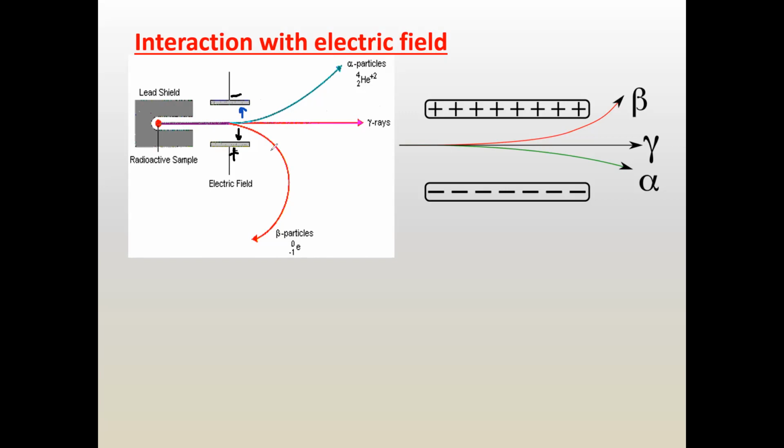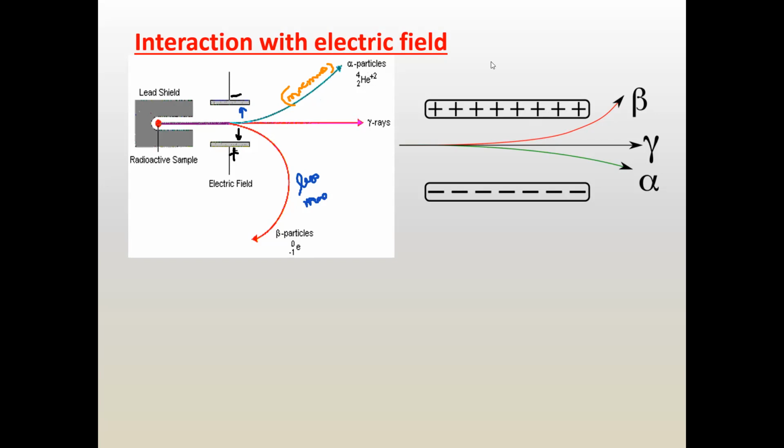And you can see the deflection of a beta is more. Why is the deflection of beta more? Because it has less mass. As it has a smaller mass, it can easily change direction. Whereas alpha has a greater mass, so it is difficult to change direction. That's why alpha deflection is smaller than beta. And gamma does not deflect.